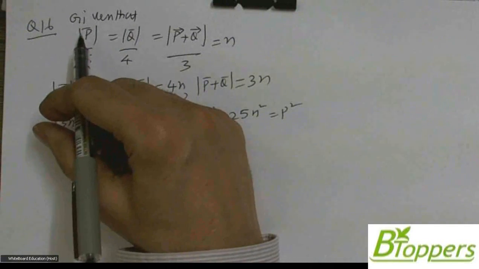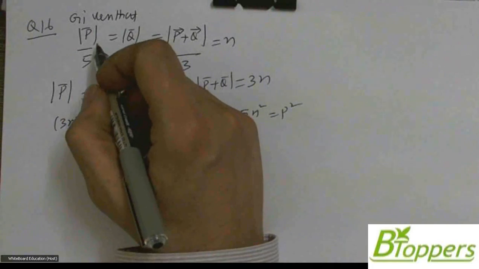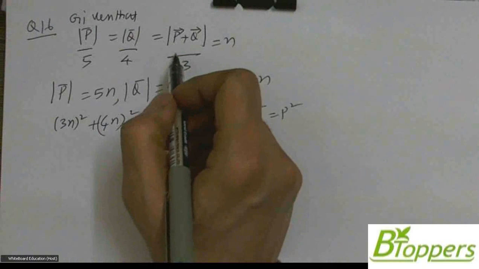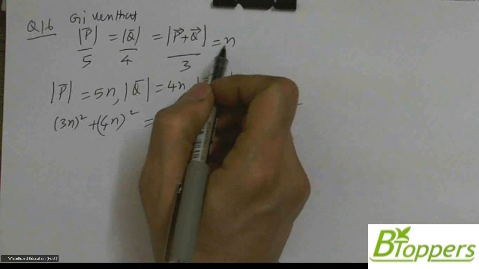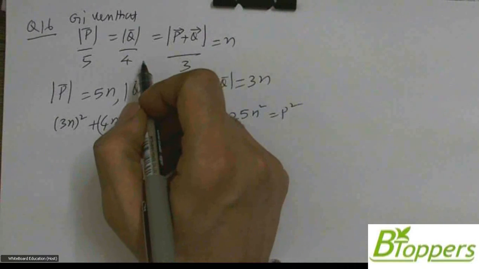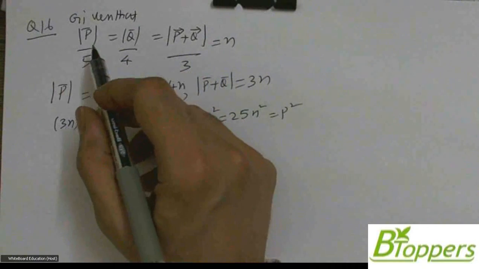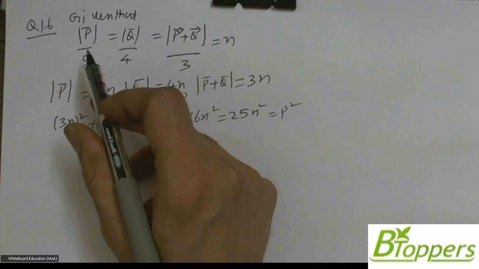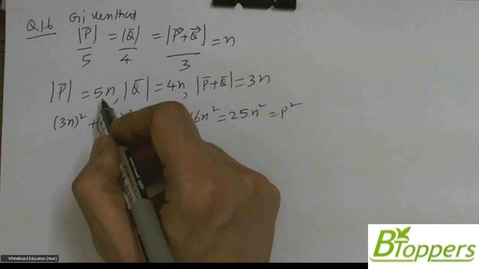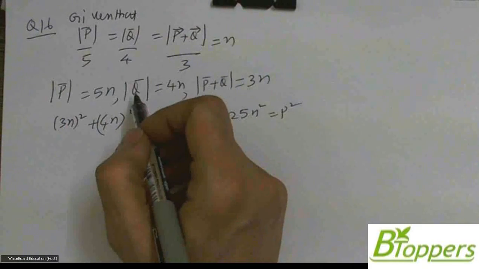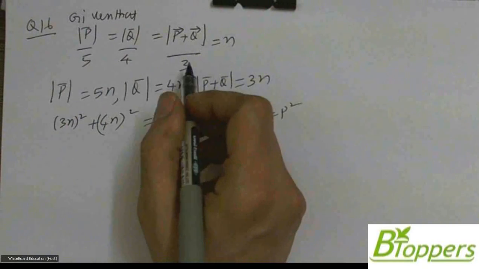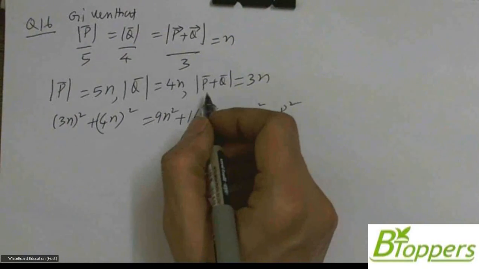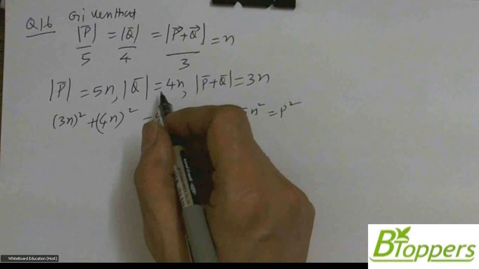So in this question number 16, you are given that magnitude of p bar by 5 equal to magnitude of q bar by 4 equal to 1/3 of magnitude of the resultant of p bar and q bar. I denote each ratio by n. So we can write magnitude of p bar, from first and last, equal to 5n. Then from second and last, you can write magnitude of q bar equal to 4n. From the last two, we can write magnitude of the resultant of p bar and q bar equal to 3n.